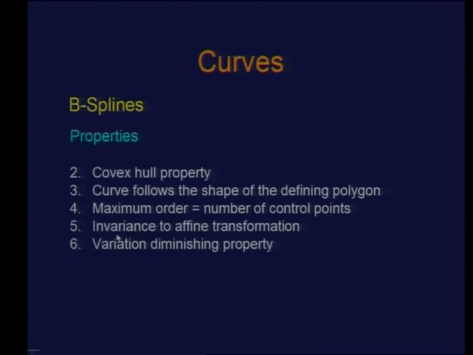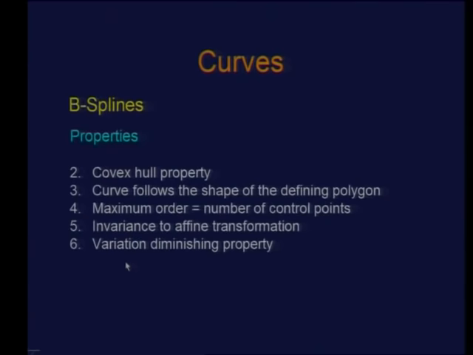For instance, just the way Bezier curves are invariant to affine transformation. If you recall, invariance to affine transformation means that if I apply an affine transformation to the Bezier polygon, then the curve computed after the transformation is the same as if I had applied the affine transformation to the curve itself. So, that property holds even in the case of B splines.